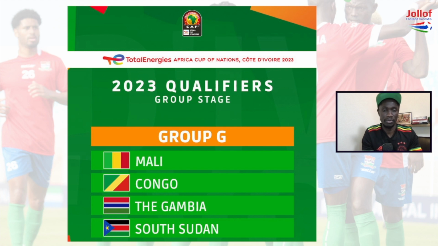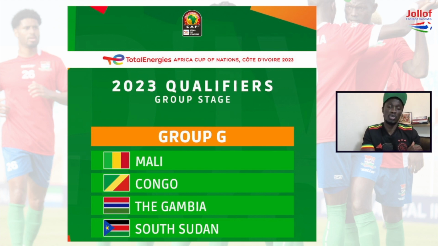We drew 1-1. Congo, most recently we played them in 2020, and they drew, then we won 1-0. Assane Cissé scored in that game. South Sudan, we also played last year, 2021, in a friendly just before the African Cup of Nations, and we beat them 2-1. Assane Cissé scored in that game too, two goals.